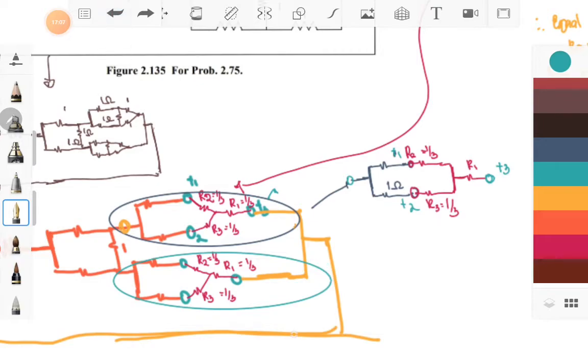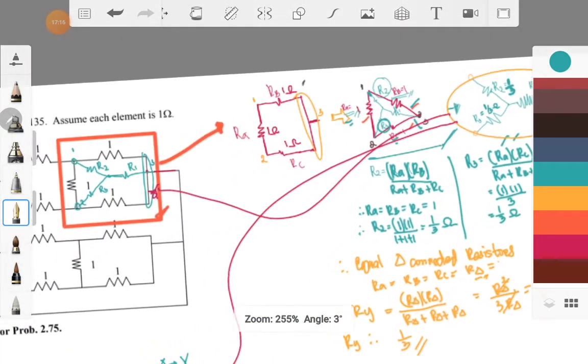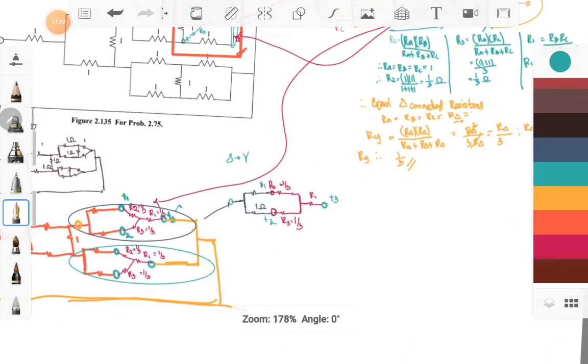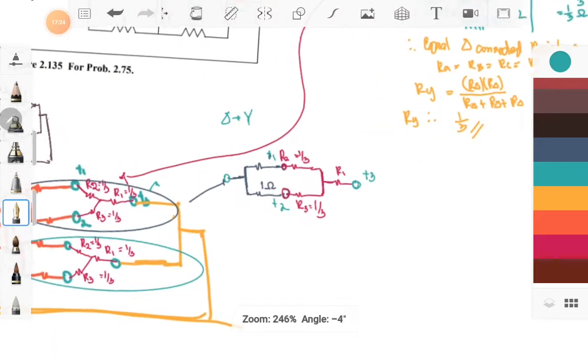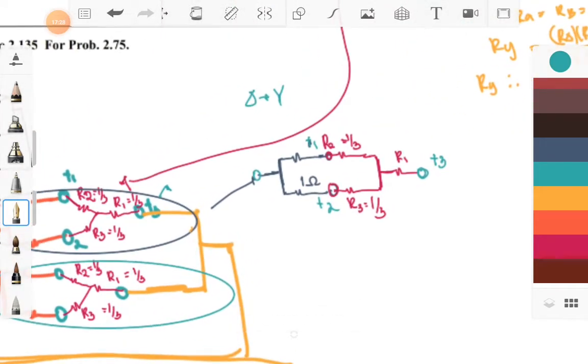Upon transforming it into its equivalent, delta to Y transformation. So, we will have this value wherein your R total, or your terminal, these terminals, let's say this will be your terminal AB.